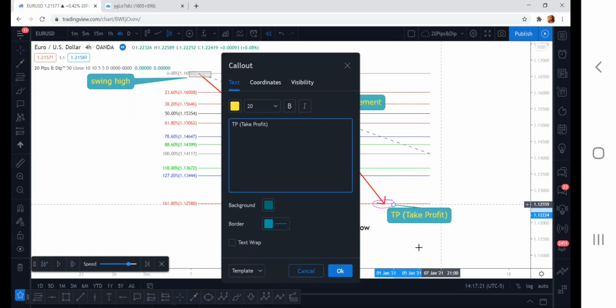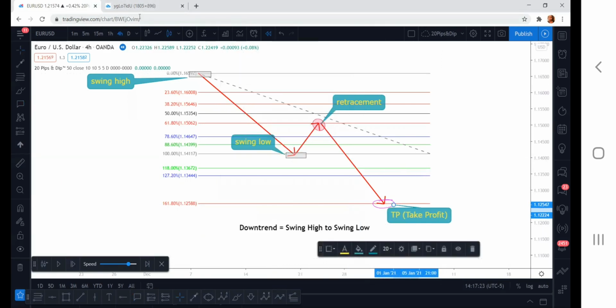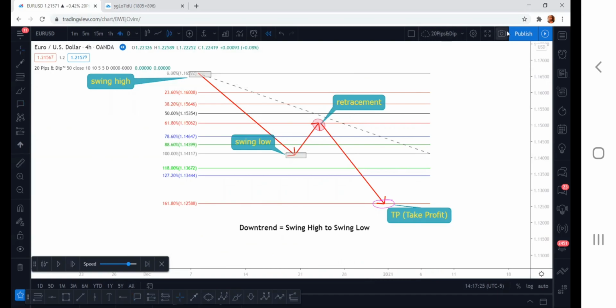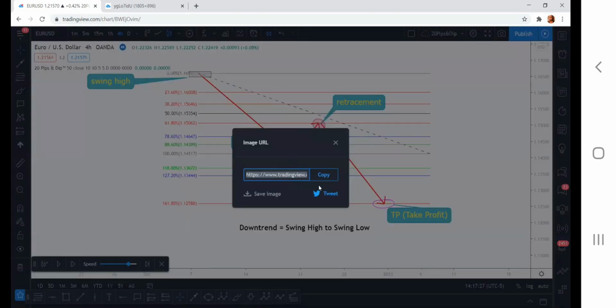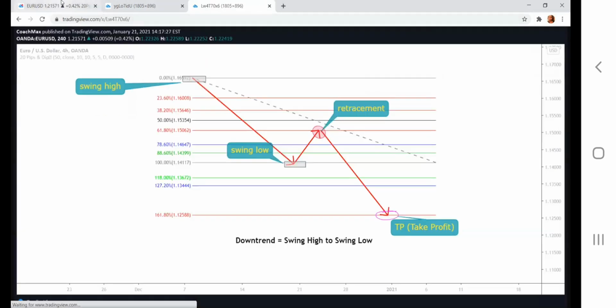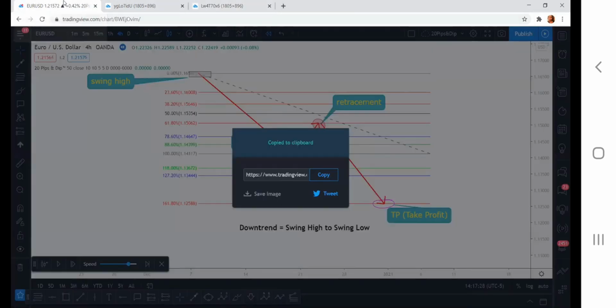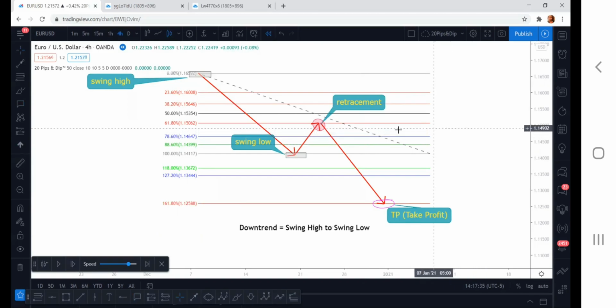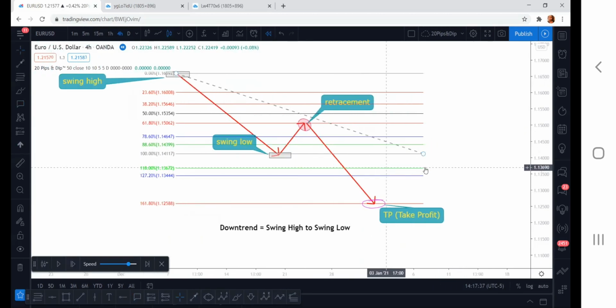In a downtrend. So that's pretty much how that looks, guys.